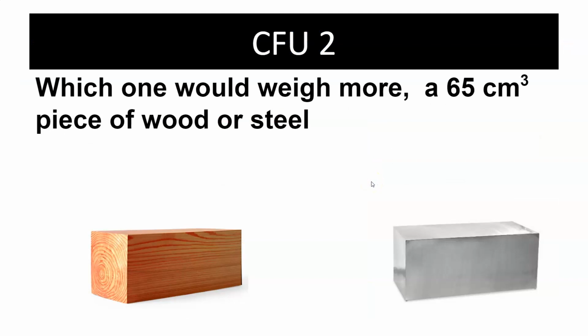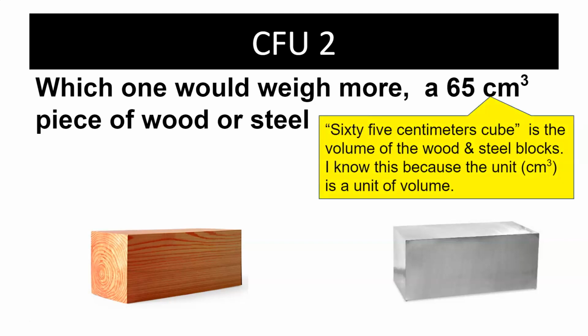Now, which one do you think would weigh more? Let's say you have a 65 centimeter cube piece of wood or steel. Which one would weigh more? Just to pause for a second, 65 centimeter cube is the volume. I know this is the volume because the unit is centimeter cube. So just keep in mind that that's the volume. It basically shows the size of the wood and steel. So which one will weigh more? Pause the video now, and when you press play again, the answer will be revealed.